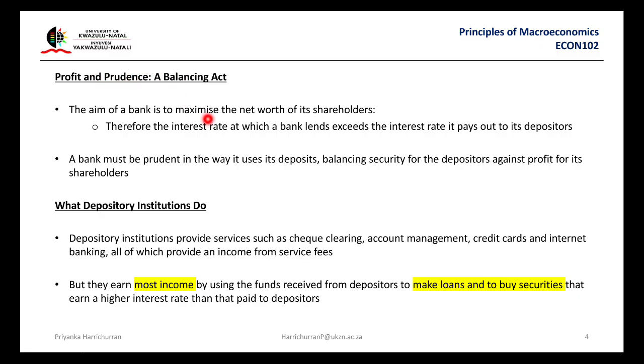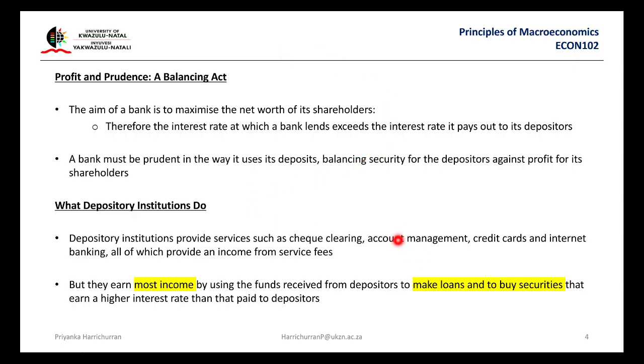Now, profit and prudence. The whole concept, the way banks make money, is they get money from us, the people. They give us a small interest rate, but they lend it to people as loans at a very, very high interest rate. So at the end of the day, the income they get from loans is more than what we get from the interest rate income. Therefore, the banks make money.